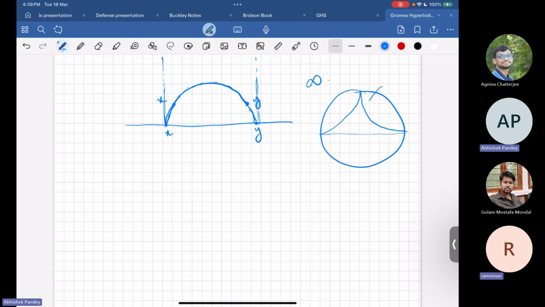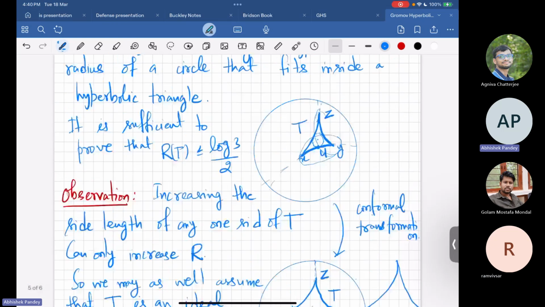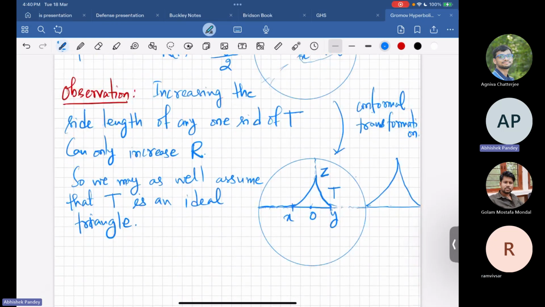This is an ideal triangle in the unit ball. Each side should be parallel, and each side is parallel. This is the ideal triangle. So, okay, fine. Now what we can do is, okay, x and y.